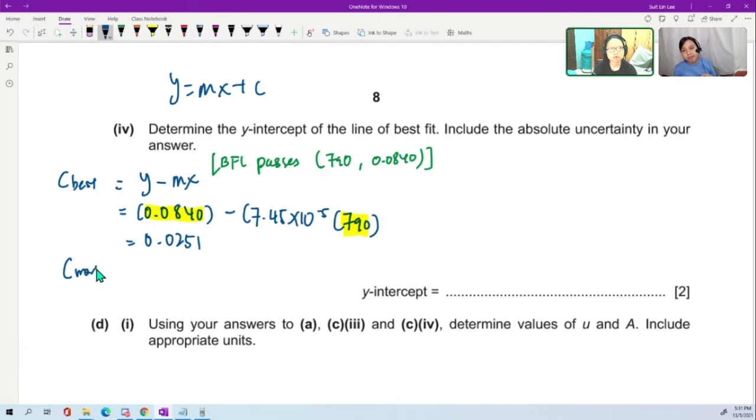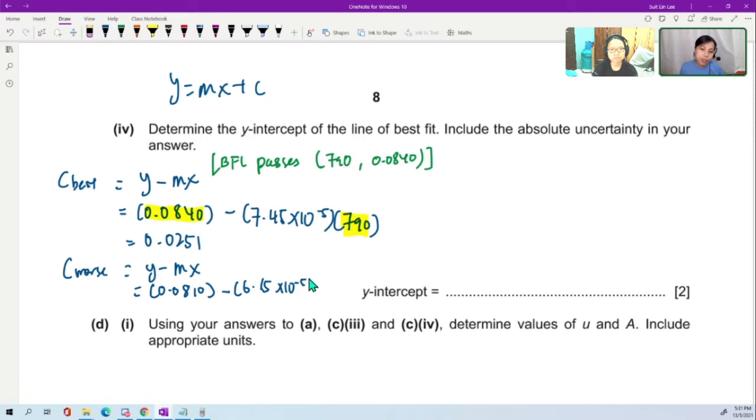Then we do again for the worst fit line. But you must use the worst fit gradient, and y equals mx plus c with the worst fit coordinate. You must change the coordinate. So from the graph, it's a bit different. Your values will be different. Worst fit coordinate, worst fit gradient. So now you have two intercepts.